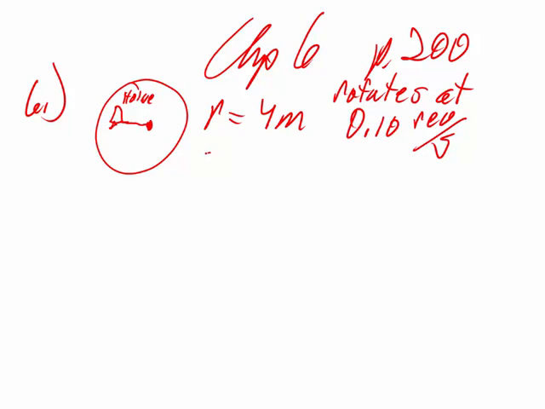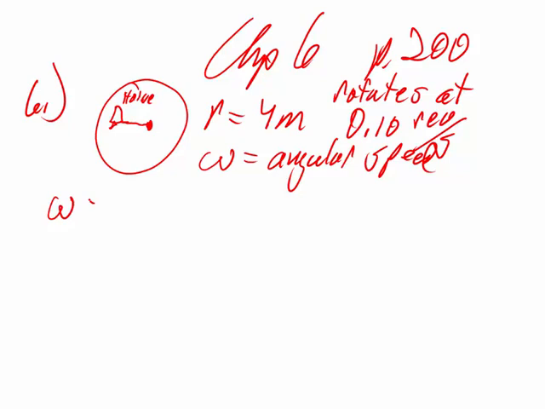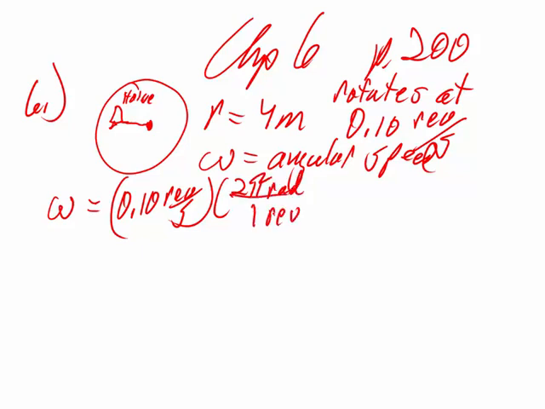So we want to find what? We want to find the angular speed, don't we? We've got to find that first. And angular speed is in radians per second. Well, how do we do that? Well, we know that the angular speed is equal to the revolutions, 0.10 revolutions per second, times, well, how many radians are in one revolution? Now, if you remember your trig and your geometry, it's 2 pi radians per 1 revolution. You say, how did you know that? One complete circle is 2 pi radians, all right? So your revolutions cancel out.